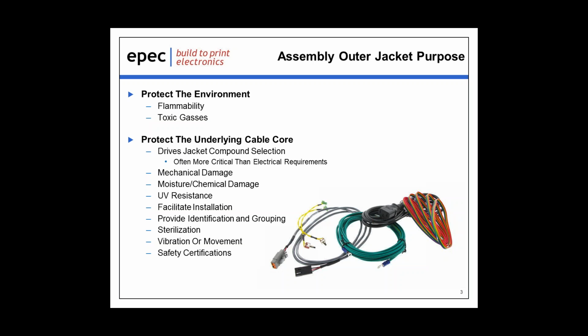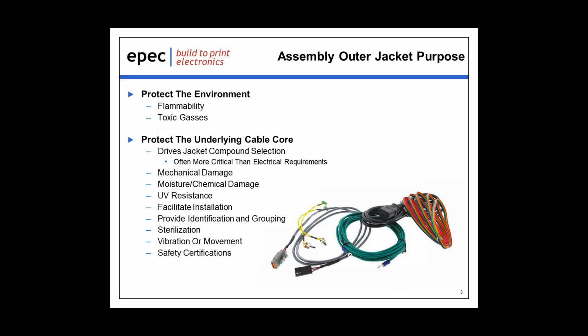An assembly's outer jacket or sheath really serves two primary purposes. First is to protect the environment that the assembly is installed in, and secondly, to protect the components that are contained under the jacket. Protecting the environment the assembly is installed in really entails using a compound that meets the needs of the application. Those needs could be from a flammability standpoint, meaning the jacket needs to be able to react in a certain manner when exposed to some unintended flame source, or from a toxic gas standpoint, meaning that some compounds give off toxic gases when burned, and those toxic gases can be lethal for people and be really corrosive for any electronic equipment in the immediate area.